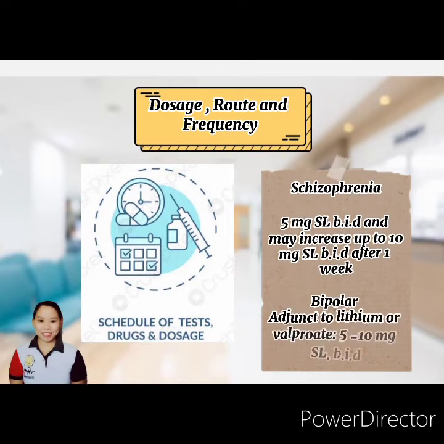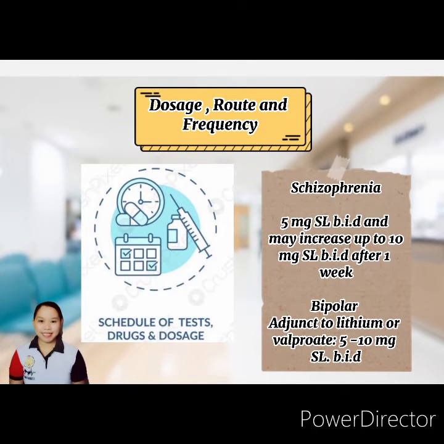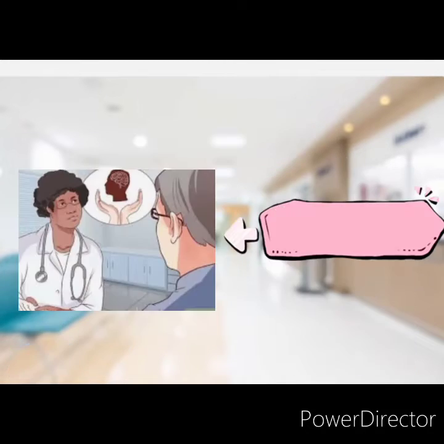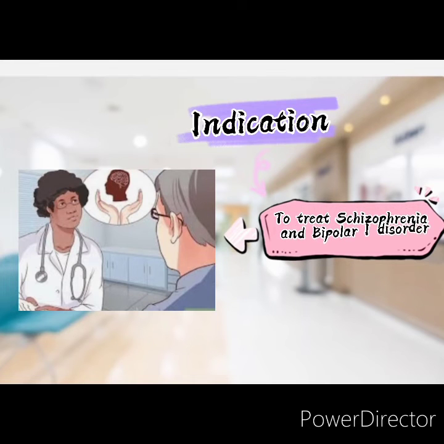The dosage, route, and frequency. Schizophrenia: 5 mg sublingual twice a day, and may increase up to 10 mg sublingual twice a day after 1 week. In bipolar, as an adjunct to lithium and valproate, 5 to 10 milligrams sublingual twice a day. The indication is to treat schizophrenia and bipolar I disorder.